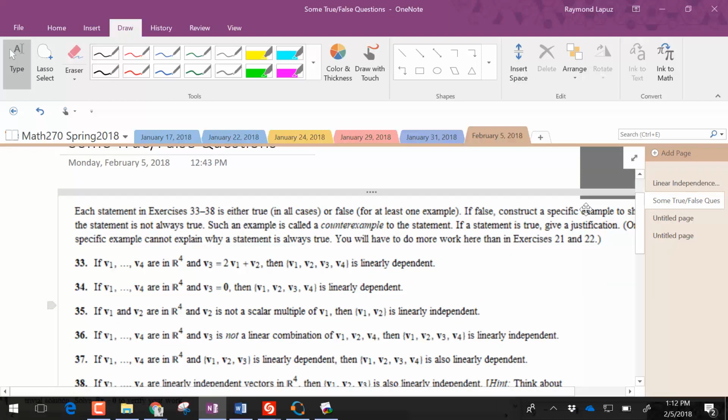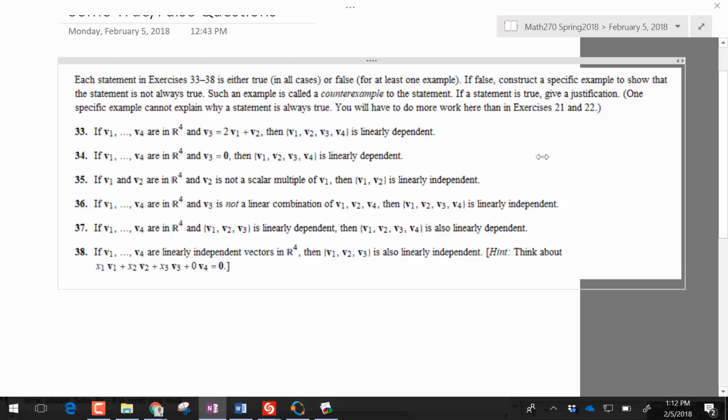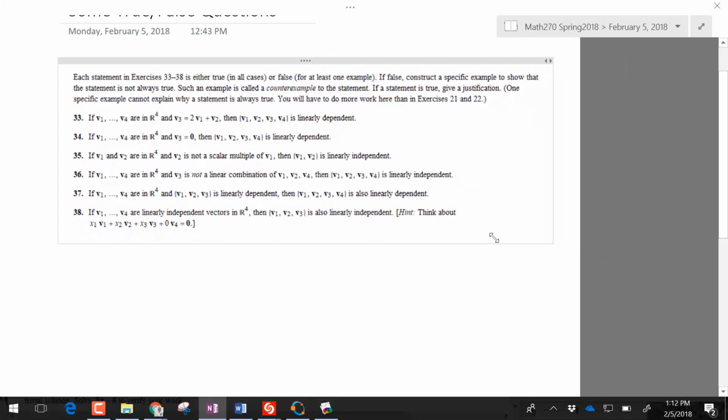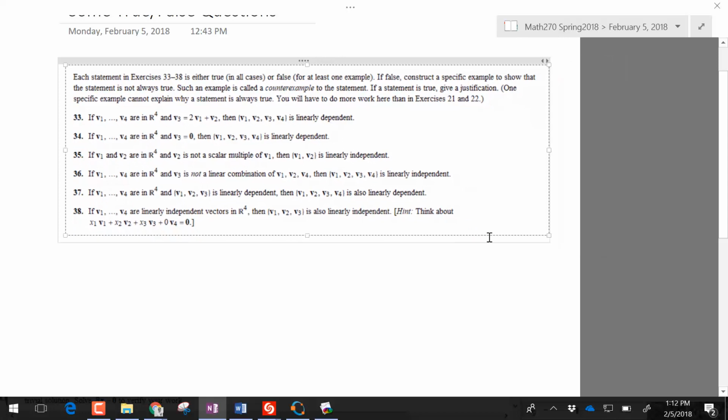Uh-oh, it's not going to fit in our page. Can you still see? All right, in each statement, either true in all cases or false for at least one example. If false, construct a specific example. Show the statement is not always true.